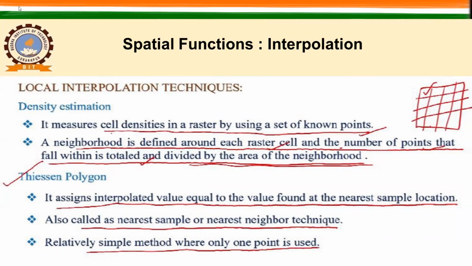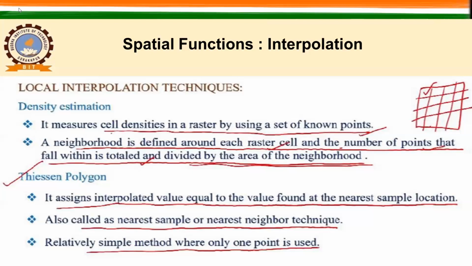So what it says is, it's the cell density in a raster by using a set of known points. The cell density means the value which you are looking for, that density you have to estimate by using the known locations or the known values. A neighborhood is defined around each raster cell, and the number of points that fall within is totaled and divided by the area of the neighborhood. So this is how you have to apply this density estimation.